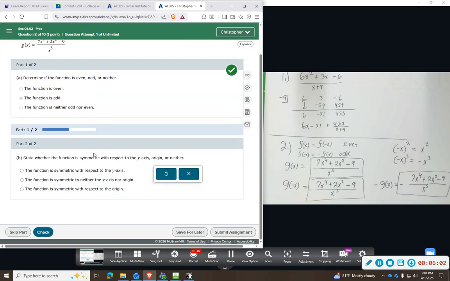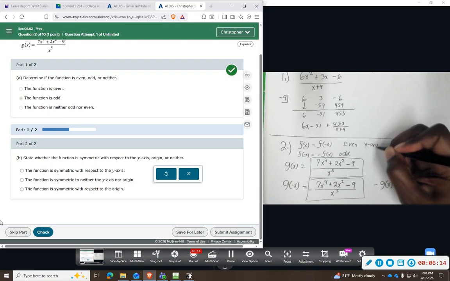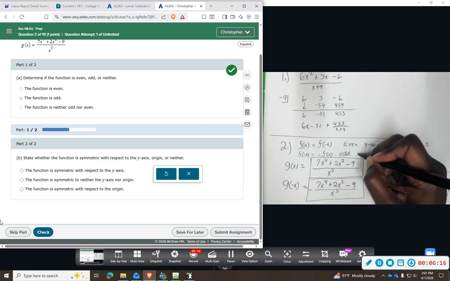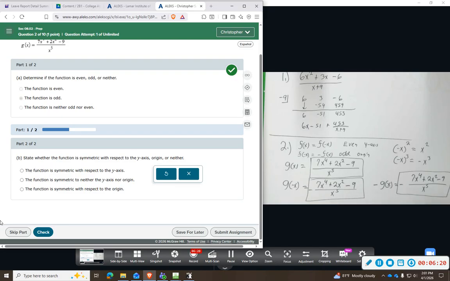And then it says state whether the function is symmetric with respect to the y-axis, origin, or neither. So when it says even, that means y-axis symmetry. When it's odd, that is origin. Now there's one more we could check that they don't show. It is comparing this positive g of x to the negative g of x. That would be x-axis symmetry if those two are equal. But we mainly just talk about even and odd.